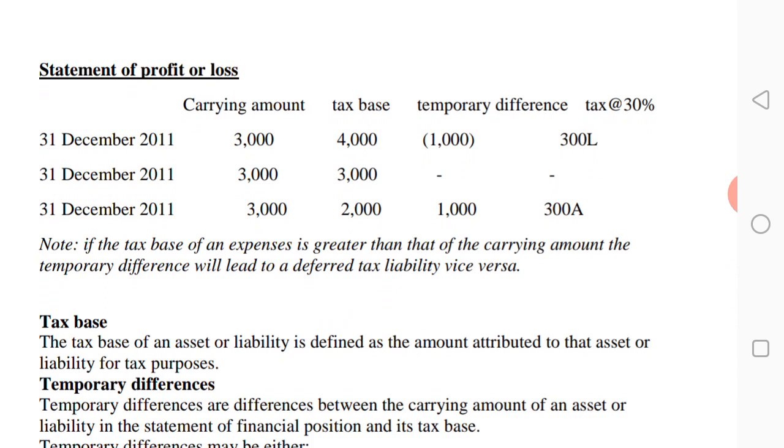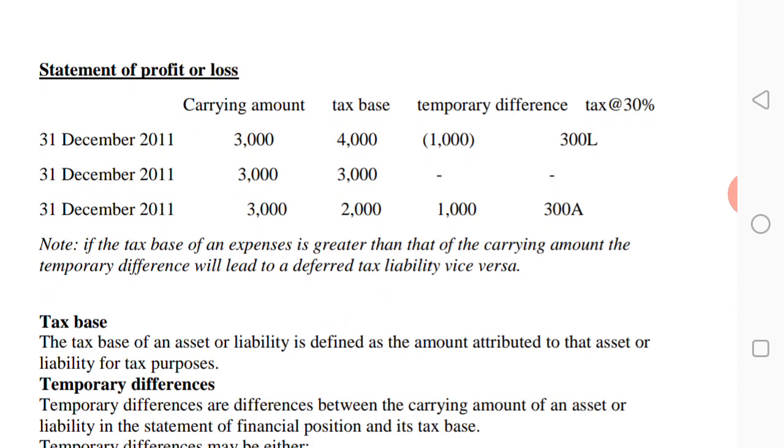While for the profit or loss statement, I now bring out the depreciation and the tax capital allowance. Now in 2011 we have a temporary difference of what? Of 1,000, and in 2012 no temporary difference. In 2013 there is a temporary difference of what? 1,000.